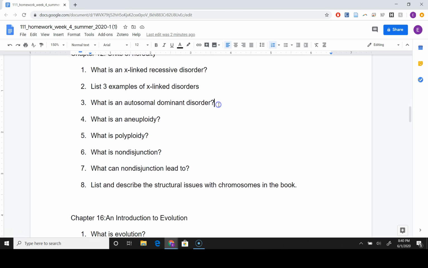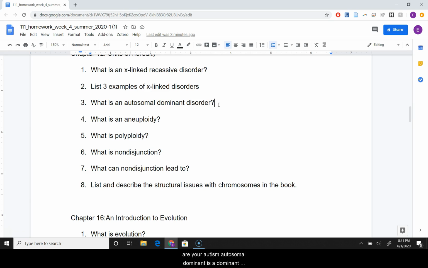What is an autosomal dominant disorder? Let's talk about autosomal. Autosomes are your non-sex chromosomes. You have 23 pairs of chromosomes. One set of those is your sex chromosomes.